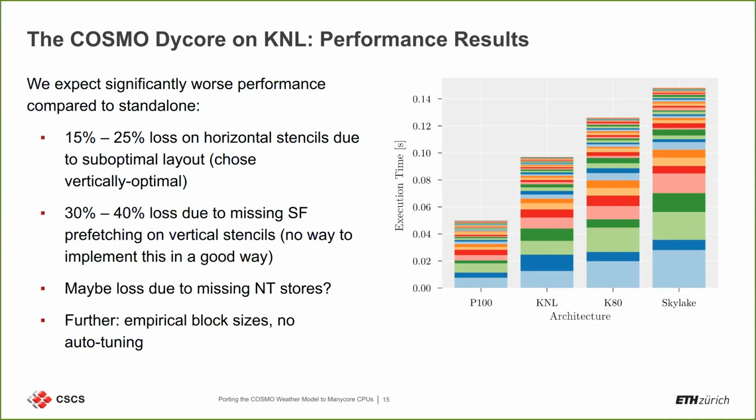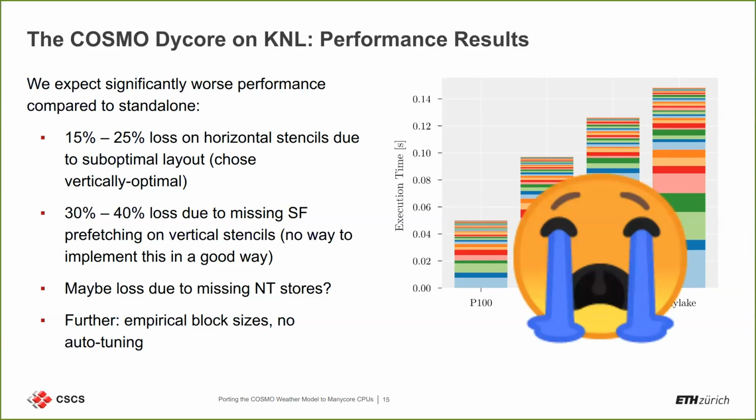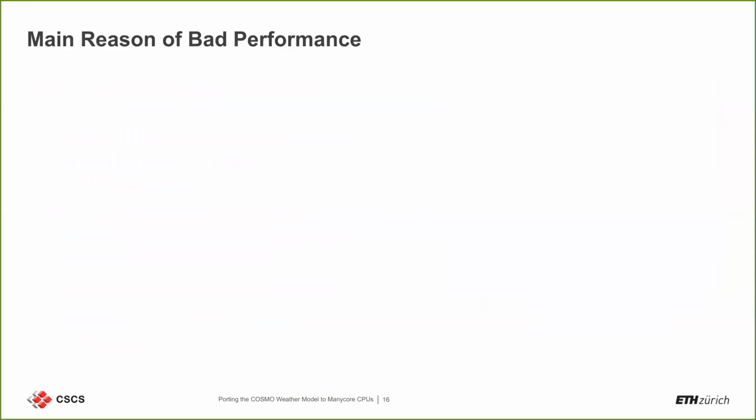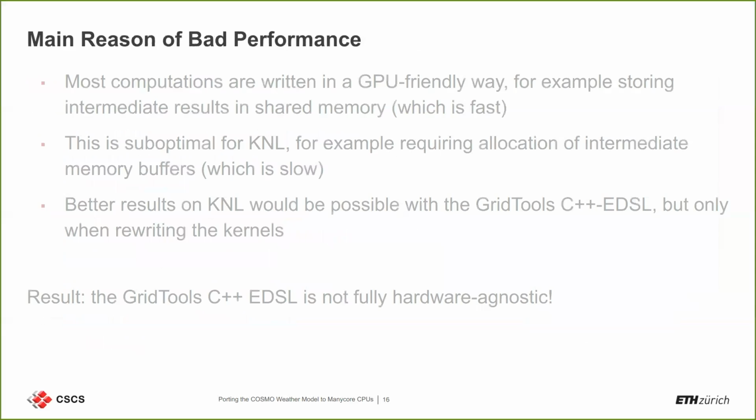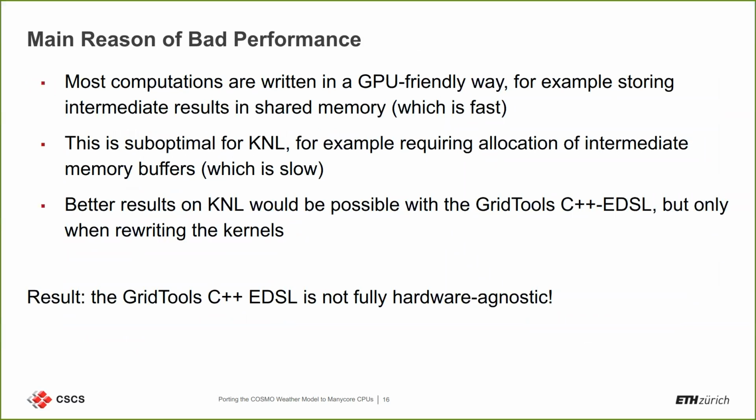Here we can see the NVIDIA P100, the KNL, the NVIDIA K80, and Skylake measurements, and the individual colors are individual computations in the dycore. You can see some that are just a bit slower, almost the same speed on the KNL, and some, like the dark blue one, the second from below, is much slower on the KNL and on the P100. Of course, we were not very happy about this result. It was quite a bit slower than we hoped for. We investigated a bit and found some good reasons why this was the case.